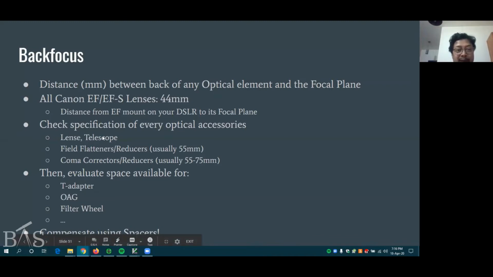If you look at a Canon DSLR from the top view, there is a little mark where exactly the focal plane is, and you can measure. It will always come out to be 44 mm.